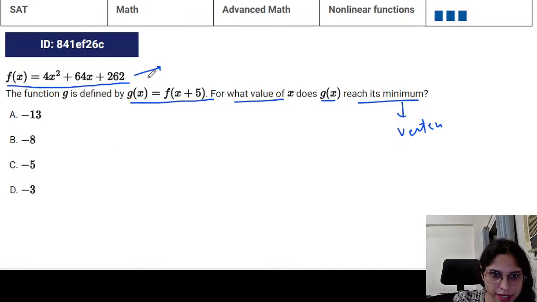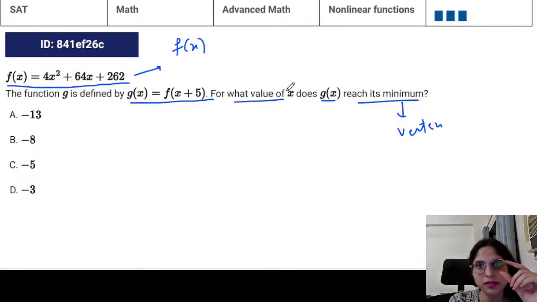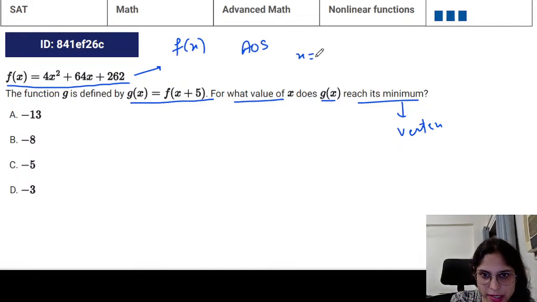So now for f of x, they want to know the value of x. That means they are interested in axis of symmetry. You can find the axis of symmetry. That is going to be x equals negative b over 2a. So negative 64 over 2 times 4. So you are getting negative 8.